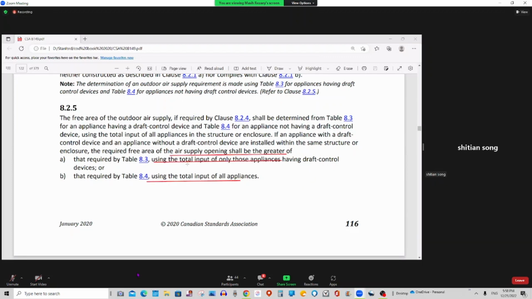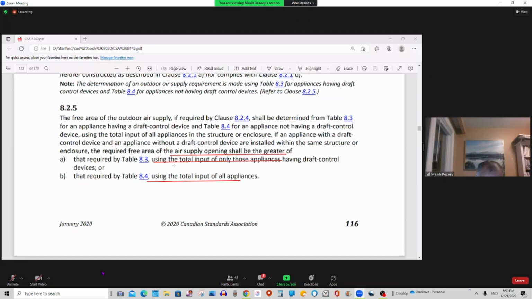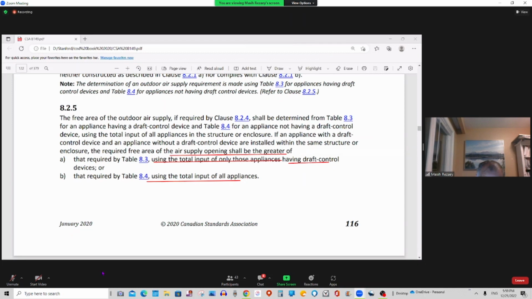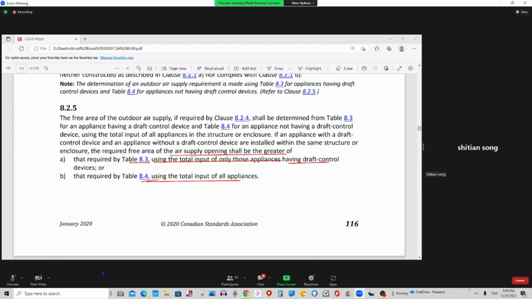Did you understand so far? First you go to table 8.3. Those are with the draft control. How many draft control appliances do you have? If you have 1, 2, 3, whatever you have, add them and look at table 8.3. Then all of the appliances, 1, 2, 3, 4, however many appliances you have, add them together, the total, and look at table 8.4. Whichever is bigger is the answer. Okay, thank you. Got it. Thank you, sir. Just repeat one more time, sir.